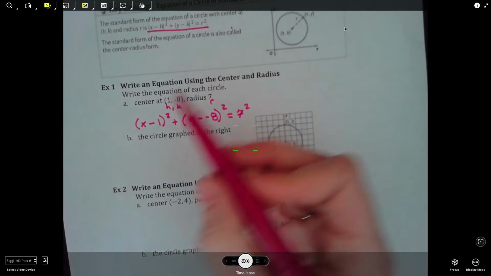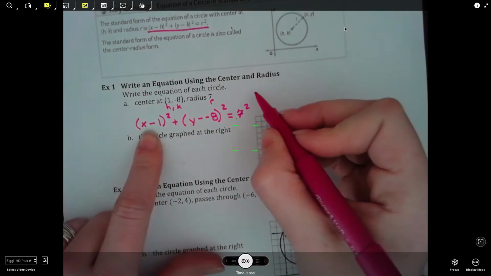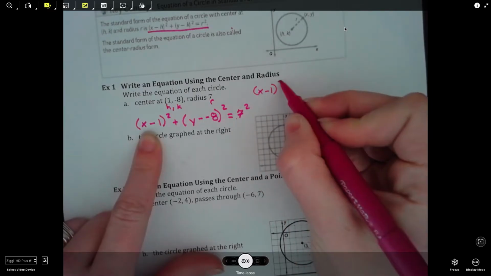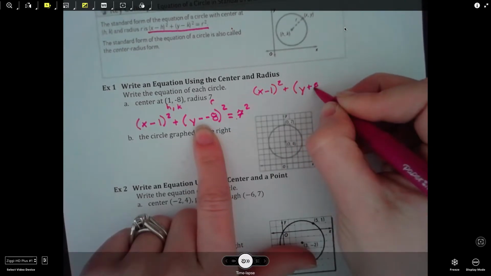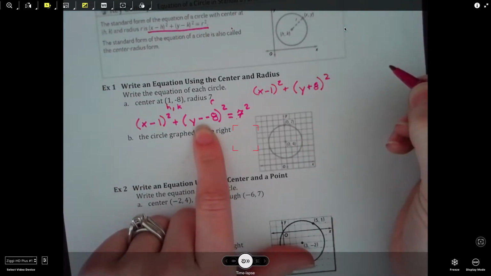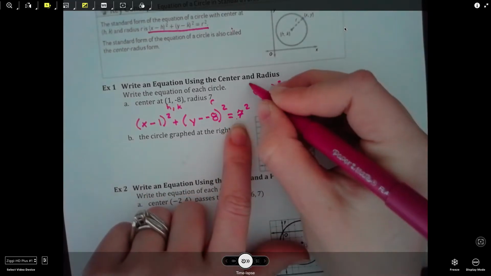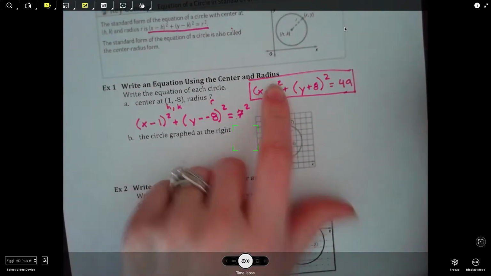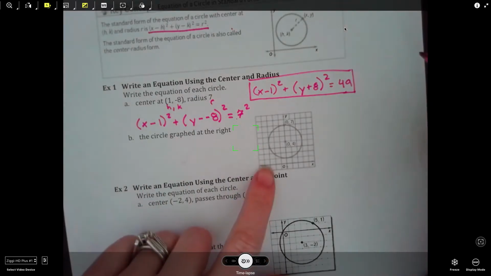So I've plugged that in here, and then I'm going to simplify this just a little bit. So this x minus 1 squared, we just leave it like that. But y minus a negative 8 can become y plus 8 squared equals 7 squared, which is 49. So I'll finish out my equation and make it look like that, and that is what a circle equation looks like. All right. The circle graph at the right, they want us to write an equation for that one.